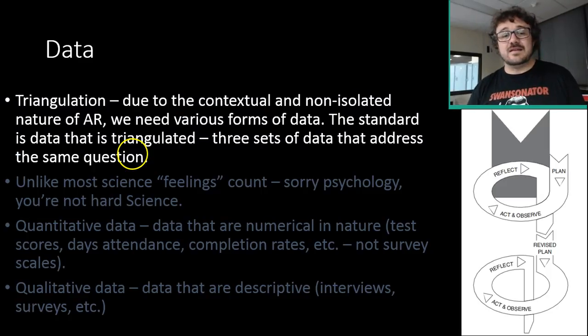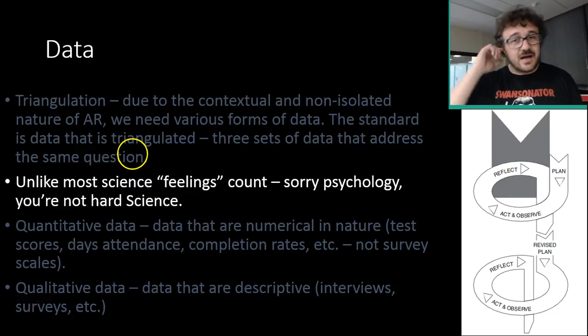Because it is an open-ended thing, and it's a non-isolated thing, we can't look at one thing in isolation. We've got to look at it in the context of the students' lives or the teachers' lives, etc. We need to triangulate it, which means we need 3 or more sources of data. So the standard set is 3, triangulated, that all address the same questions. So unlike hard science, feelings count. Again, sorry psychology, you're not a real science. Sorry, hard science.